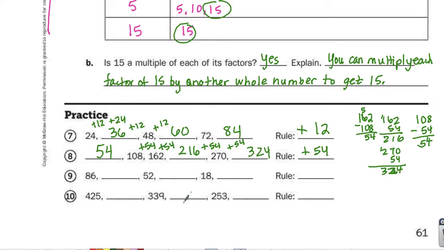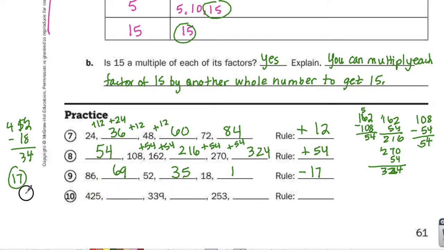Okay, I'm getting smaller here, so I must be subtracting. Let's figure out the difference between 52 and 18. When I do that, I get 34. So 34, I'm not subtracting 34, but I'm subtracting half of 34, which is 17. Half of 34 is 17. So my rule is minus 17. 86 minus 17 is 69. 69 minus 17 is 52. 52 minus 17 is 35. 18 minus 17 is 1.